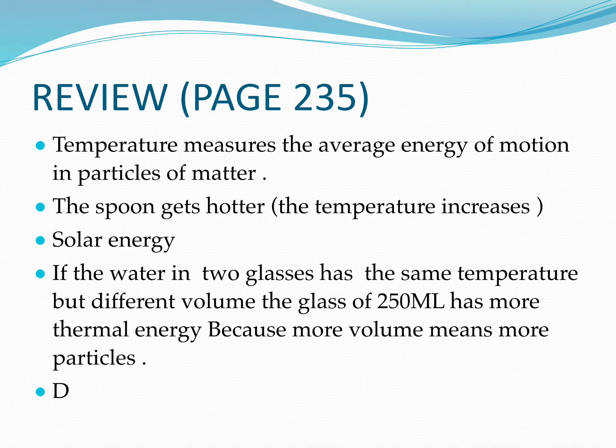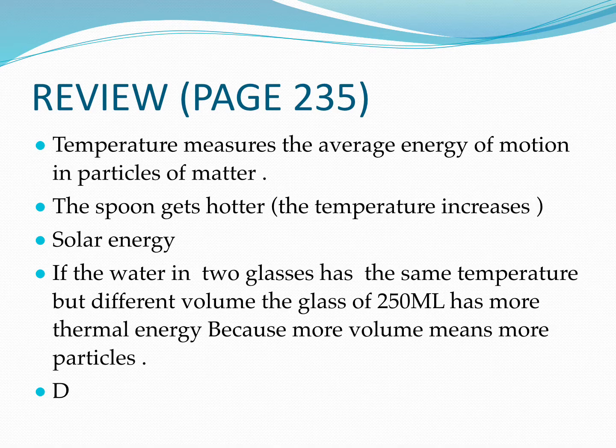So the question says the 2 glasses have the same average energy of motion. What is the measure of average energy of motion? It is temperature. So the 2 glasses have the same temperature, but their volume is different. One has 250 milliliters. The other one is 400 milliliters. So if the water in the 2 glasses has the same temperature but different volume, the glass of 400 milliliters has more thermal energy. Why? Because more volume means more particles.